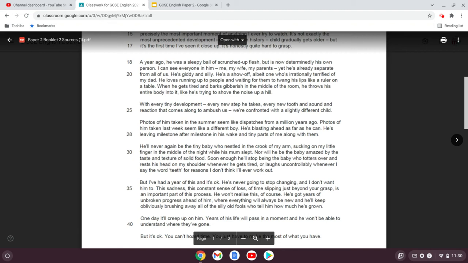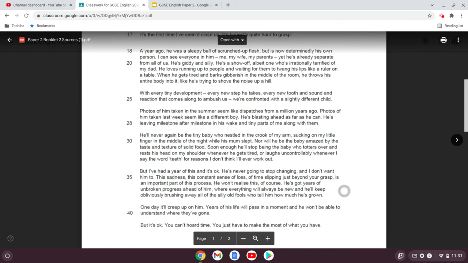He's never going to stop changing, and I don't want him to. This sadness, this constant sense of loss, of time slipping just beyond your grasp, is an important part of the process. He won't realise this, of course. He's got years of unbroken progress ahead of him, where everything will always be new, and he'll keep obliviously brushing away all of the silly old fools who tell him how much he has grown.